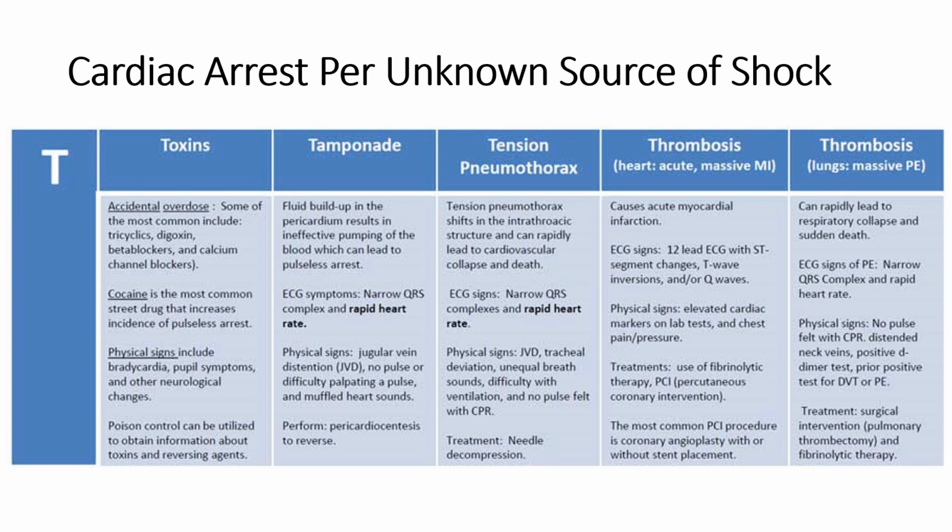Was it a street drug? Cocaine is the most common street drug that increases incidence of pulselessness, for sure. We now see cocaine that is laced with fentanyl. We see that all the time. Some physical signs of a toxin overdose may be bradycardia, pupillary changes, neurological changes. We contact poison control if there's ever been any possible accidental or intentional overdose or a street drug overdose. The poison control center actually gives the physician directives on how we need to treat the patient.